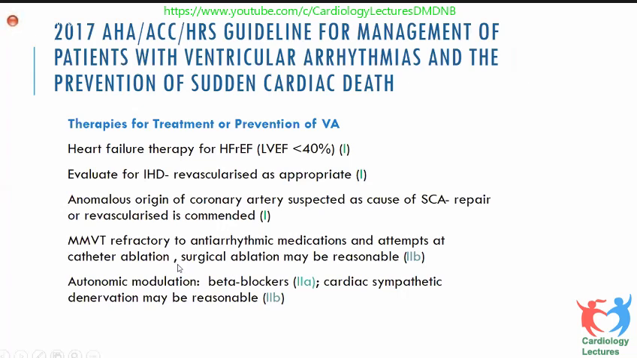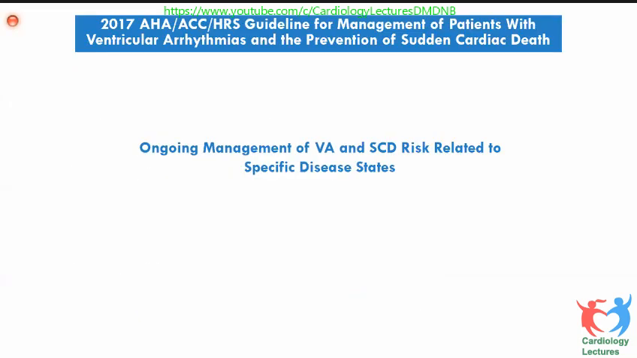Mainly, we have to titrate heart failure therapy, evaluate for ischemic heart disease and any possible anomalous origin of coronary arteries, and consider further additional management of monomorphic VT with refractory antiarrhythmics, and whether we should consider catheter or surgical ablations, and even autonomic modulation. These are all the adjunct therapies you need to think about if you have a patient with heart failure or ongoing ischemia and consider them at high risk of sudden death.